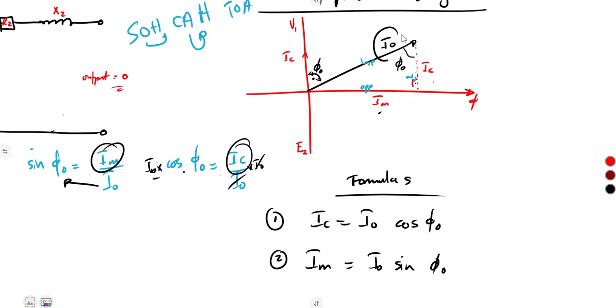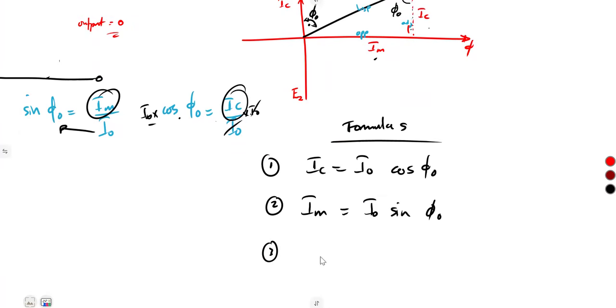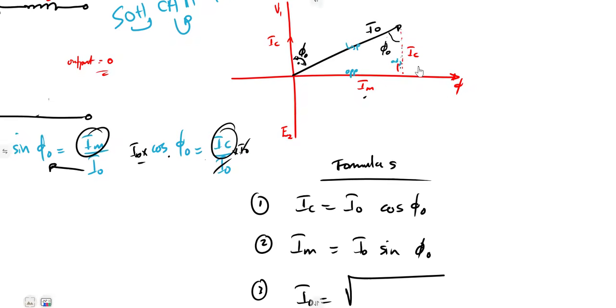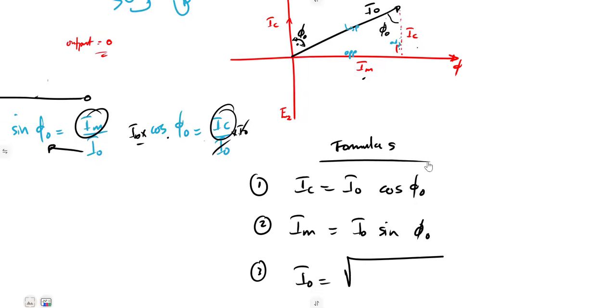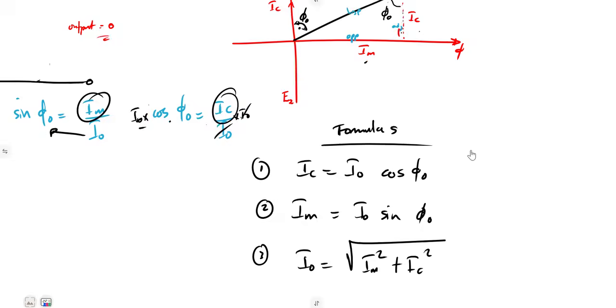I talked about IO. From our Pythagoras, we can use that. Hypotenuse squared is equal to the sum of the squares of the shorter sides. So we're going to introduce the square root. So IO is the square root of IM squared plus IC squared.